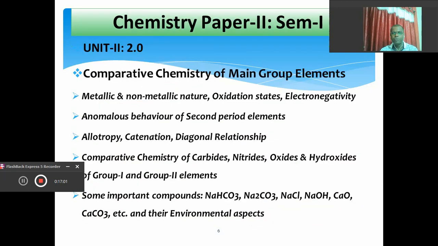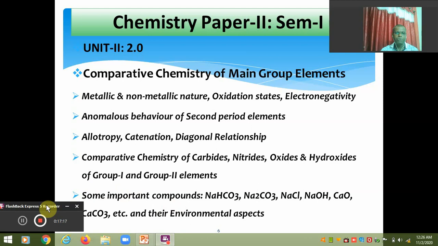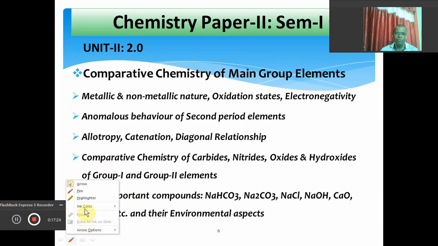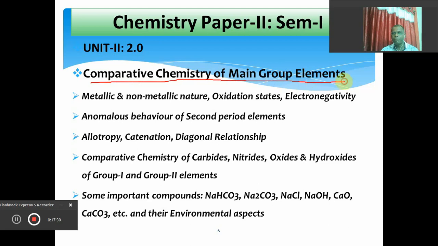Dear friends, already I told you there are 3 units in chemistry paper 2, and already we have discussed the syllabus of unit number 1. Now we will also have unit number 2, and unit number 2 is based upon inorganic chemistry. So here in this unit we will have topics from inorganic chemistry entitled comparative chemistry of main group elements. Definitely it is based upon the periodic table.